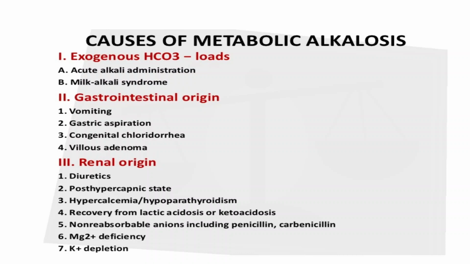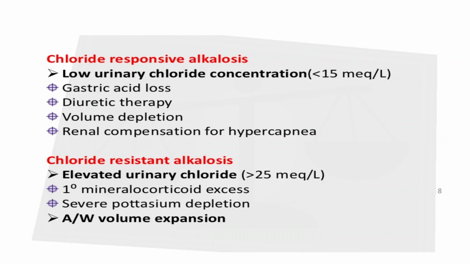In those patients, there will be a tendency for hypercalcemia. Patients with severe vomiting and continuous gastric aspirate on Ryle's tube can develop metabolic alkalosis, or patients who have specific diseases of renal origin, diuretics, or hypercalcemia can also result in metabolic alkalosis. Again, the renal pathologies can be categorized into chloride responsive alkalosis or chloride resistant alkalosis.